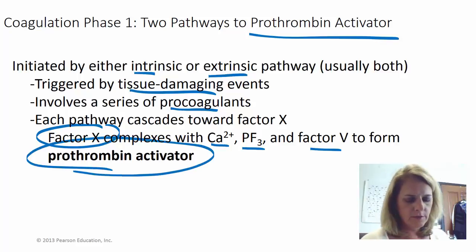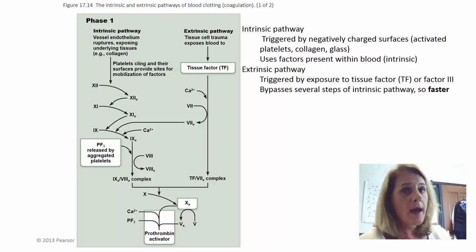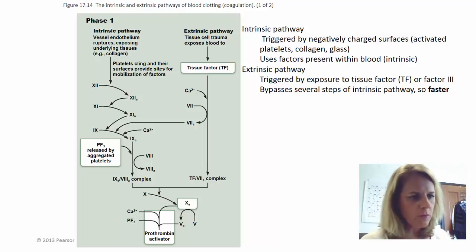So again, don't freak out. Let me show you what this looks like, okay. So these are your two pathways. This is kind of a complex process for blood coagulation. The intrinsic pathway, this is something inside the blood vessel, okay?